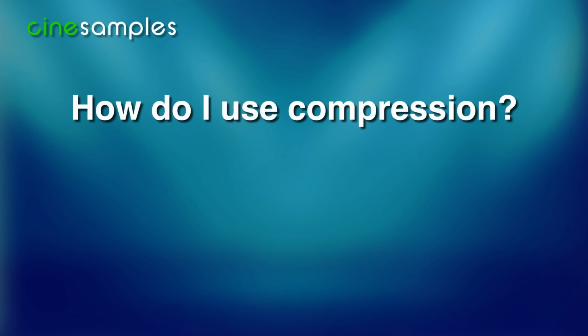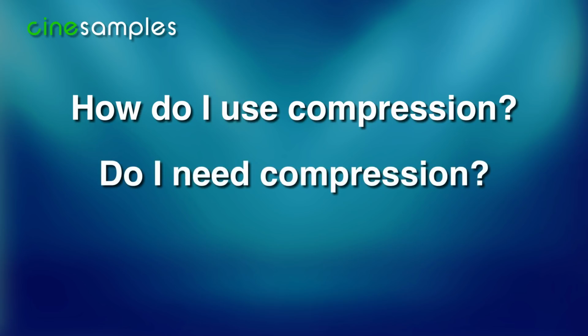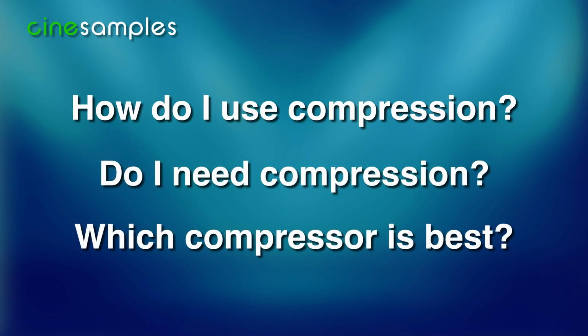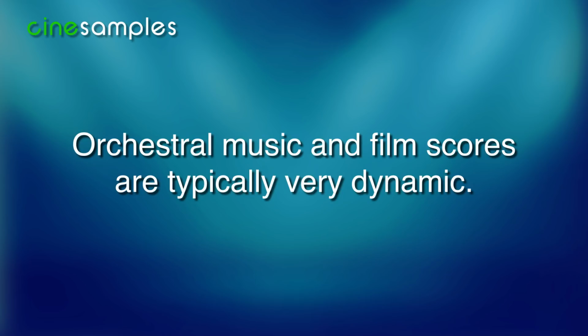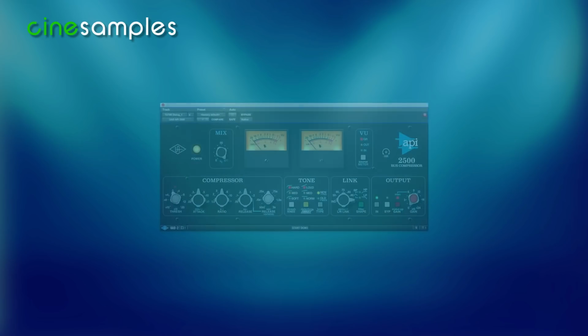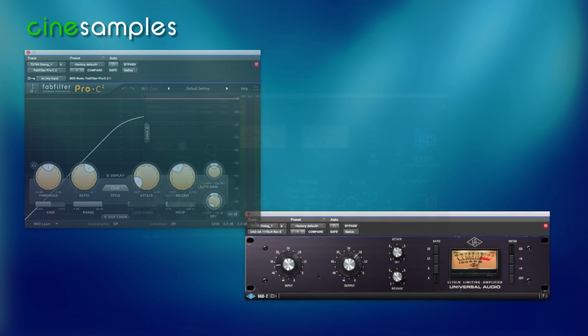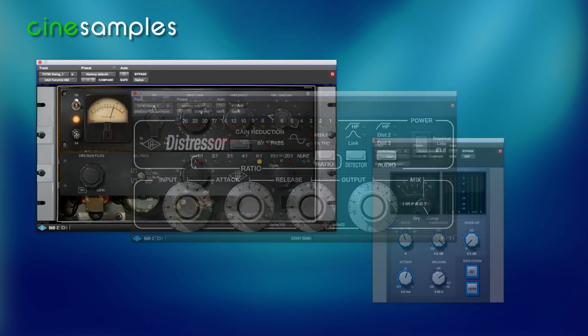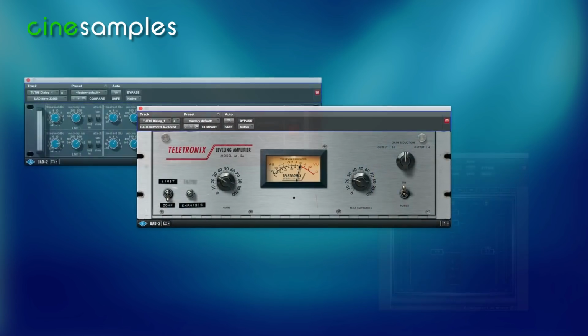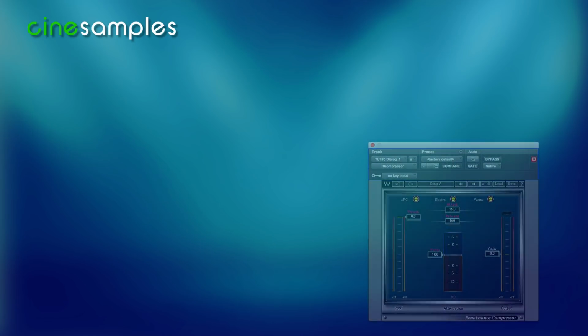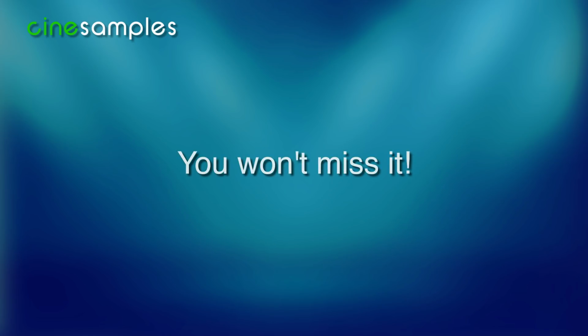Many composers have asked me, how do I use compression? Do I need it? And which one is best? In the orchestral and film score genres, fortunately, compression isn't often needed. In fact, many times it doesn't sound good because the music is typically very dynamic, so compressors typically flatten out the music, taking away its life. So when you're bombarded with ads for compressor plugins, or you hear your colleagues talking about compression and how great it is, you can rest easy knowing 9 times out of 10, you won't miss it.